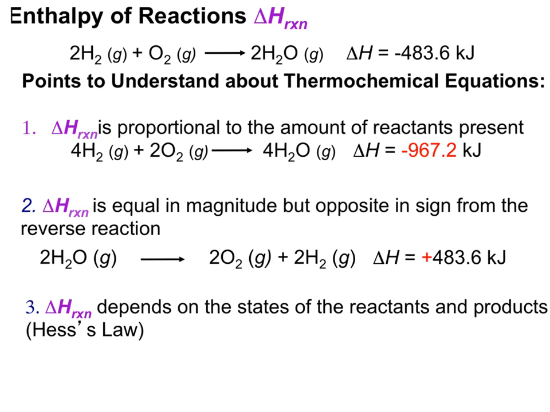Now also remember that your delta H of reaction for your thermochemical equation is going to be proportional to the direction of the reaction. So if I took this reaction here and reversed it, so flipped it over, the sign of my delta H of reaction is also going to change. So in this case, I've flipped this, and notice that the delta H value that I now have for this reaction is positive.